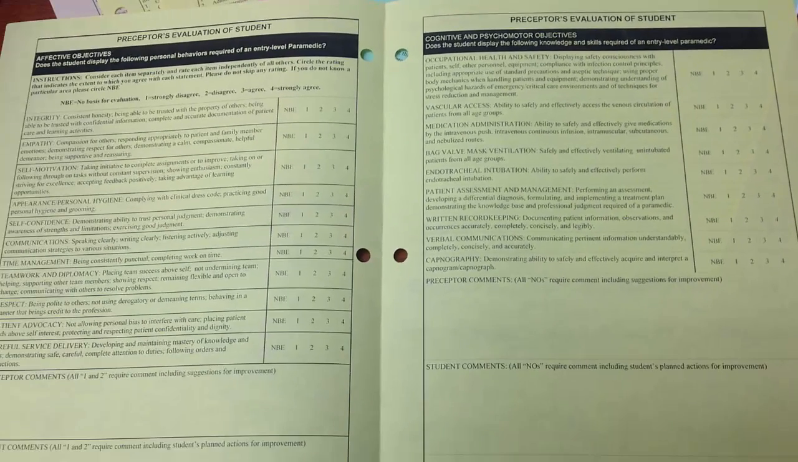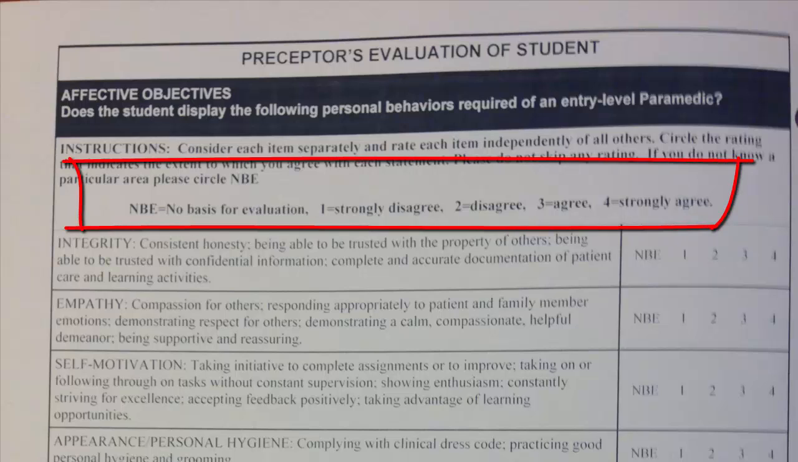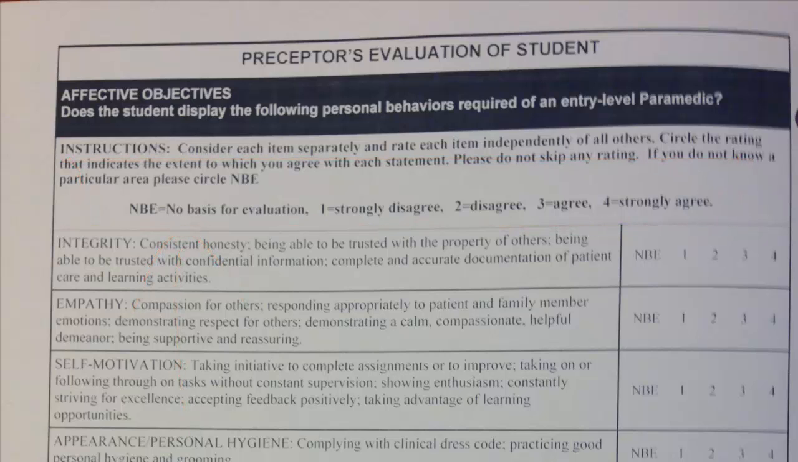The affective side on the left requests an evaluation of the student's behavior. As you can see, our forms ask you to score the student based on how much you agree with the description of a given behavior or attribute. The scale is a 1 through 4 scale with the additional option of NBE, or no basis for evaluation.